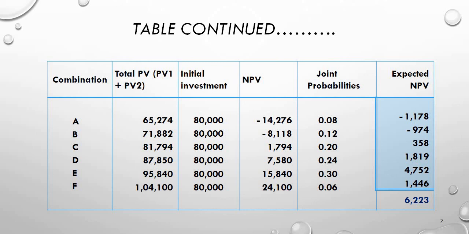After calculating net present value, to get the expected net present value, you have to multiply the NPV with their joint probabilities. Combination A: minus 14,276 multiplied with 0.08, the expected NPV for combination A is minus 1,142. Combination B: minus 8,118 into 0.12, that is minus 974.